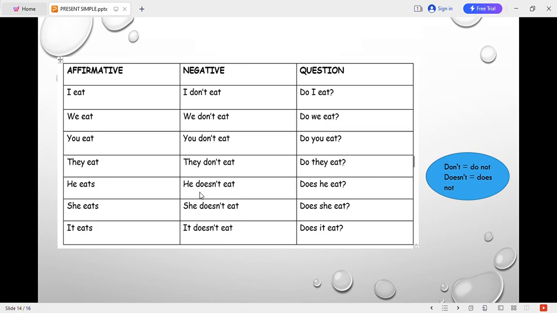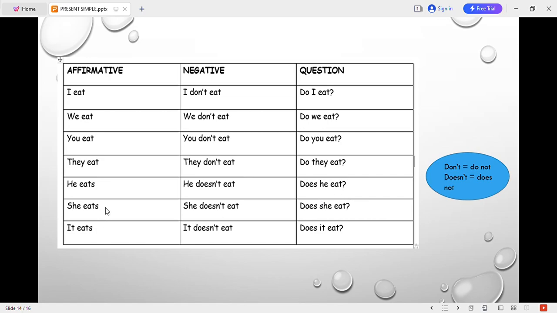When you change he eats to he doesn't eat, the verb eat here doesn't need an s, because this is the negative sentence. So the verb eat becomes the base form, not eats but only eat. He doesn't eat, or he does not eat. And then the question, or interrogative sentence, is: does he eat?